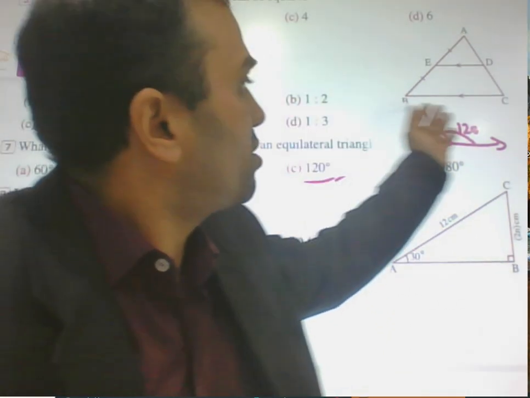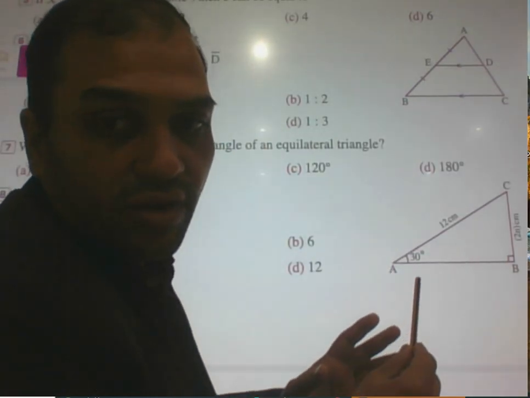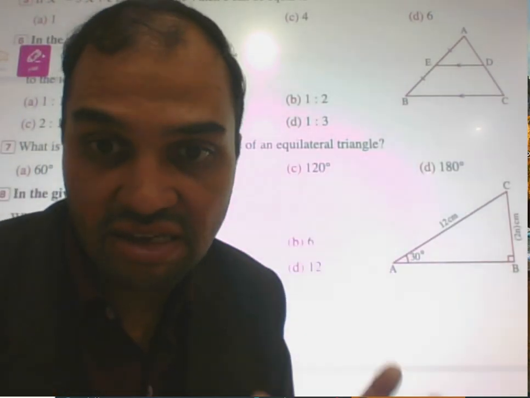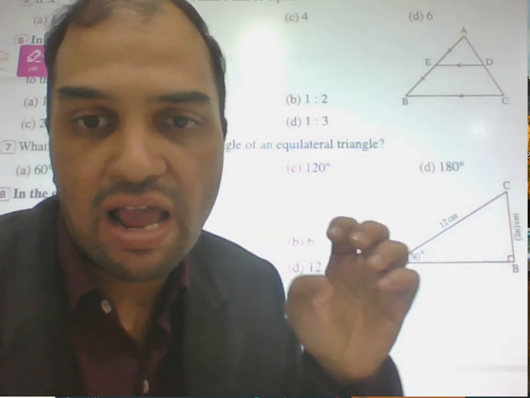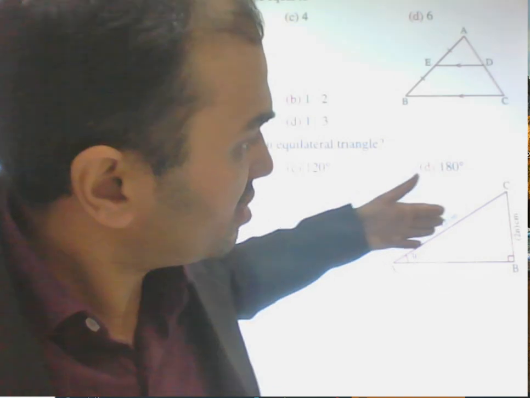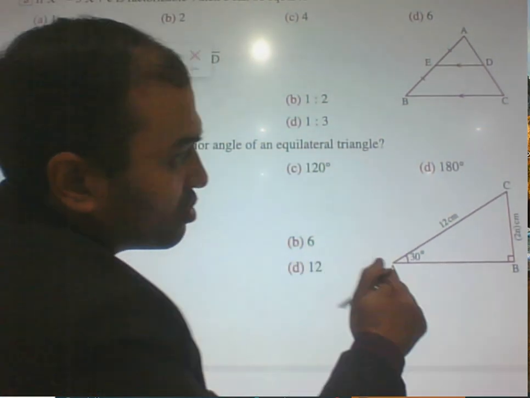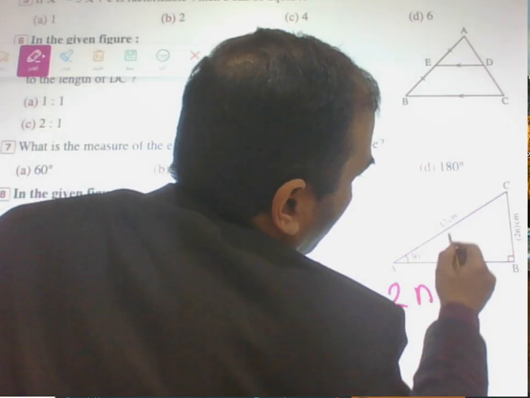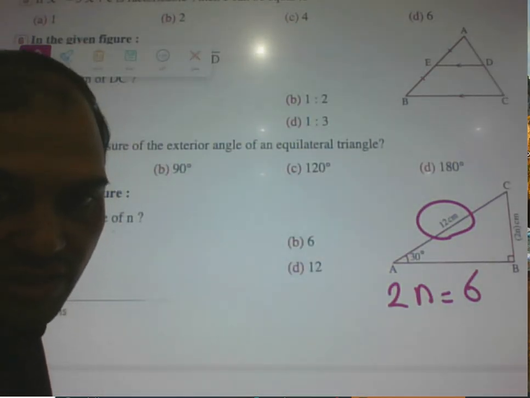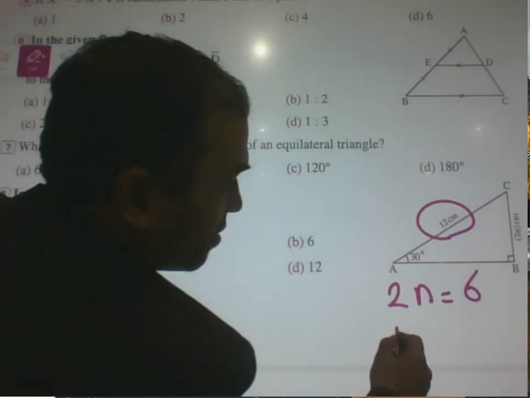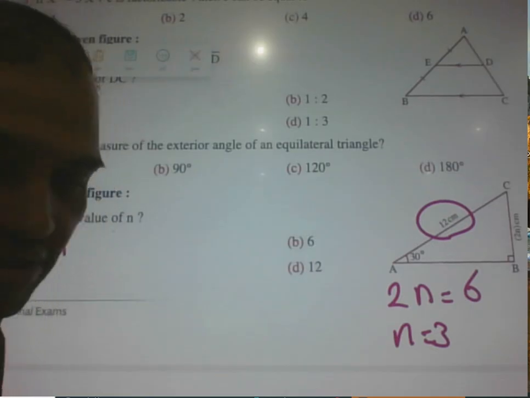Okay? Next question. Here in this triangle, we have a 30-60 triangle. If we have a 30-60 triangle, then the side opposite the angle 30 will be half of the hypotenuse. We have here AC is the hypotenuse. Then CD is half of AC. So 2N is half of 12. Half of 12 equals 6. So you can solve the equation: 2 times what equals 6? 2 times 3. So the value of N here equals 3. Choose letter A. Okay, the answer here is letter A.